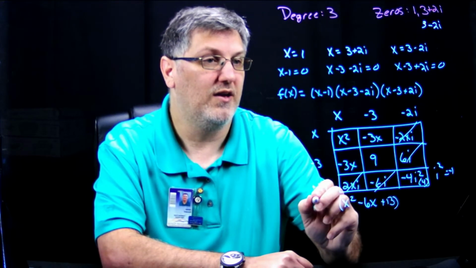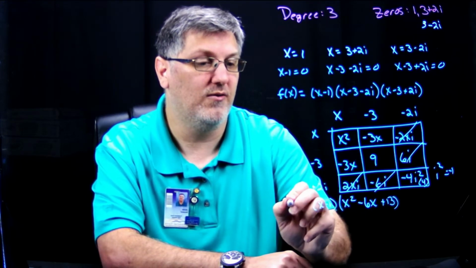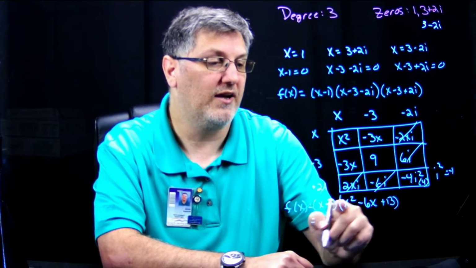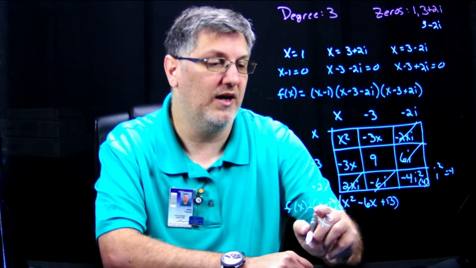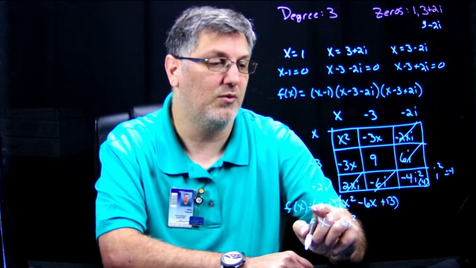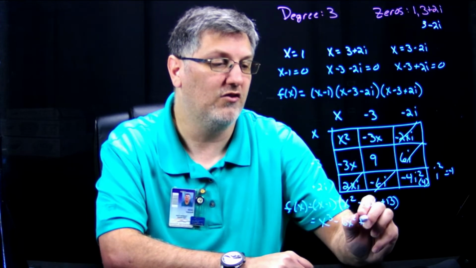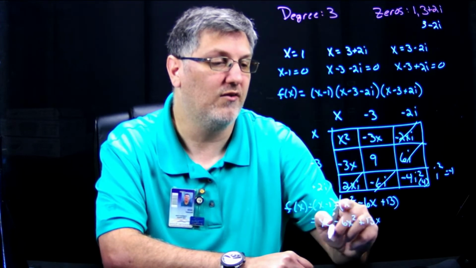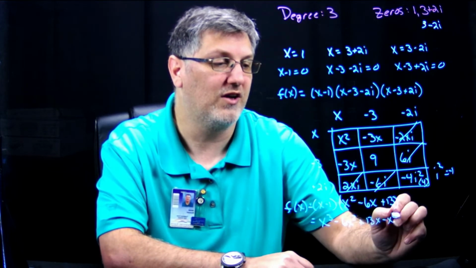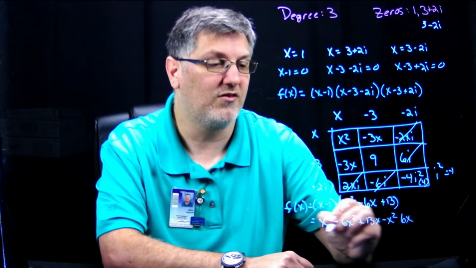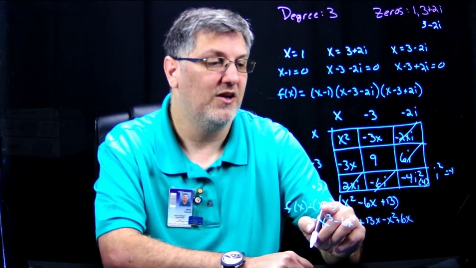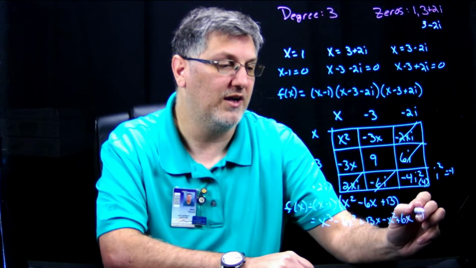Okay. Now I still have my x minus 1 out here. And now all I have to do is distribution. X times x squared is x cubed. X times a negative 6x gives me negative 6x squared. X times 13 gives me a 13x. Negative 1 times x squared is a negative x squared. Negative 1 times negative 6x gives me a 6x. Oops, plus, make sure I put my plus. Negative 1 times 13 gives me a negative 13.